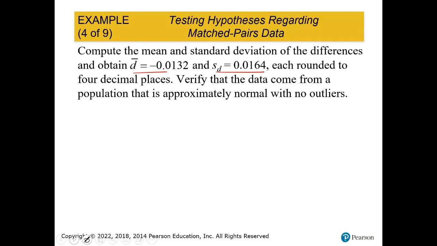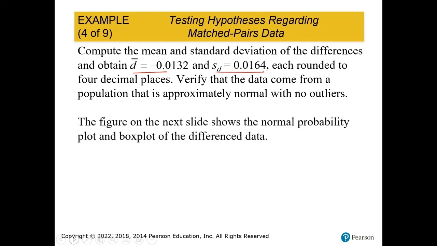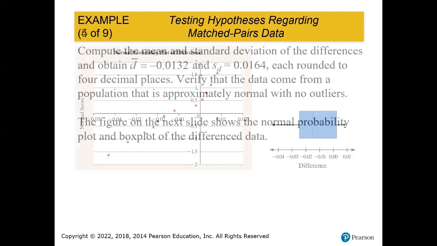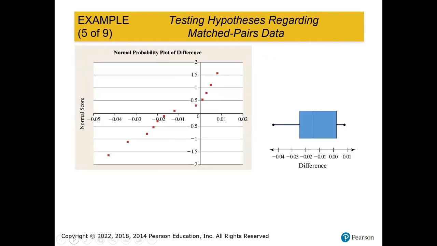And then we verify here that we would have a normal data set with no outliers. So what we're going to do is look at what's called a normal probability plot and/or the box plot. There's two ways that we can look at this. We've got two things here. This is the normal probability plot, and then we have the box plot.